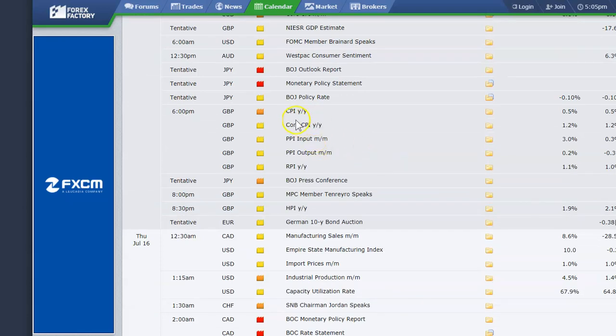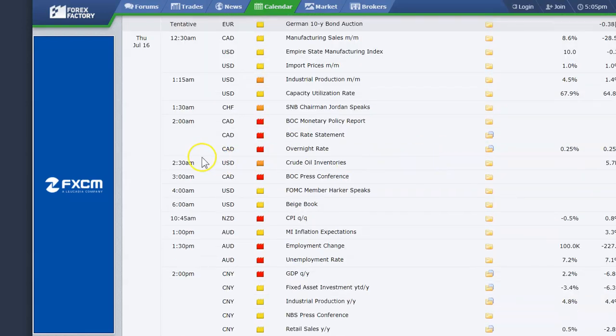Core CPI year on year for the pound, I am going to be interested in, just to see what happens. Keep my eye on it. Later on, we've got CAD stuff. We've got the monetary policy report. We've got the Bank of Canada rate statement and overnight rate.